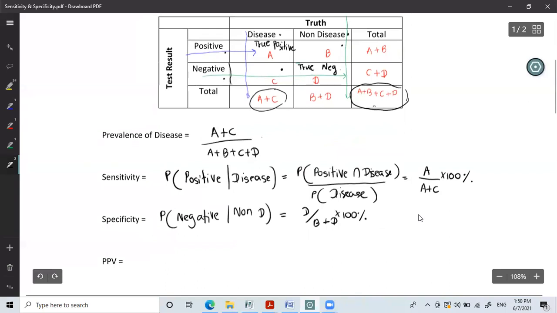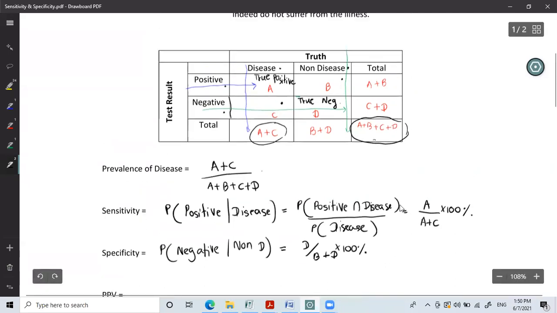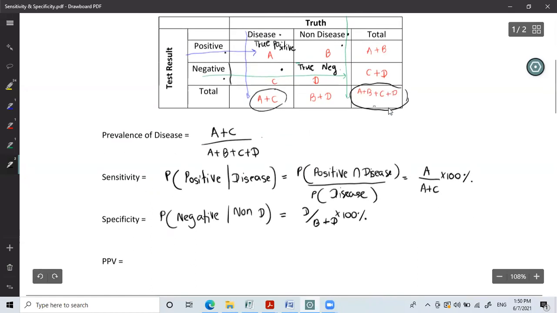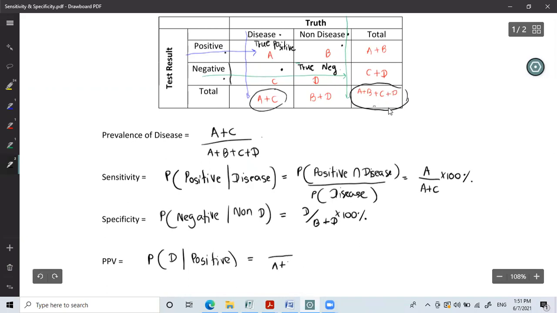So what is the PPV? PPV is the probability that the people with positive test result indeed do suffer from the disease. So out of those who have the positive result, that is the given one. Indeed, they have the disease. So how do you find that? Disease given positive. So it is actually the other way around of sensitivity. How do you find that? Okay. So that will be, so you already know they are the positive. So this is the first row. You have total A plus B.